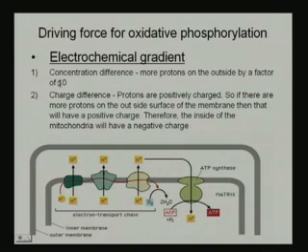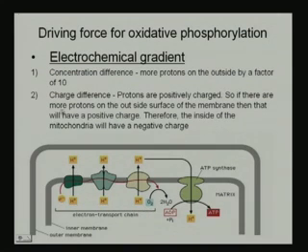And in this way, when we consider this electrochemical gradient, the concentration difference is because there are more protons on the outside, by a factor of 10. The charge difference is because the protons are positively charged, and they are more on the outer side than in the inner mitochondrial matrix.